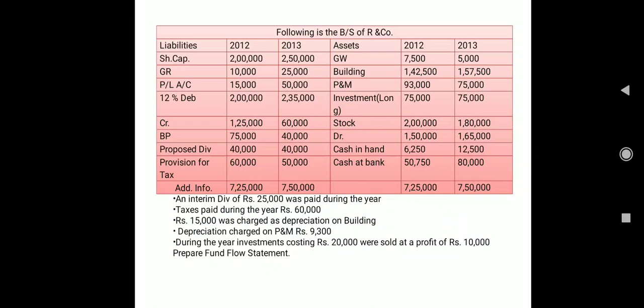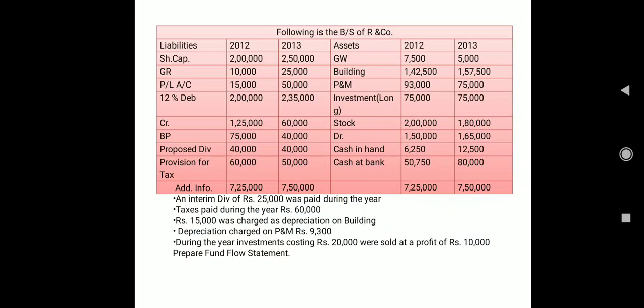Next item we have is general reserve. I have used shortcuts, I hope you can understand. In 2012 it is 10,000 and in 2013 it is 25,000. That means we have transferred an excess 15,000 towards the general reserve in the year 2013. And last class also I told you, transfer towards the general reserve is going to be our non-cash expense. Clear? So 15,000 is going to be your non-cash expense.